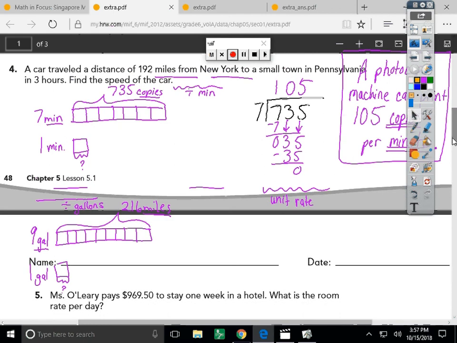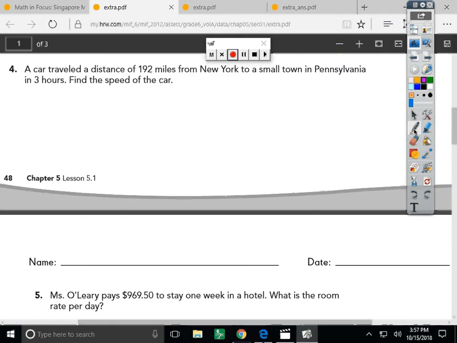We'll take a look at number 4. Number 4 says, a car traveled a distance of 192 miles from New York to a small town in Pennsylvania in 3 hours. Find the speed of the car. So the car is traveling this distance.